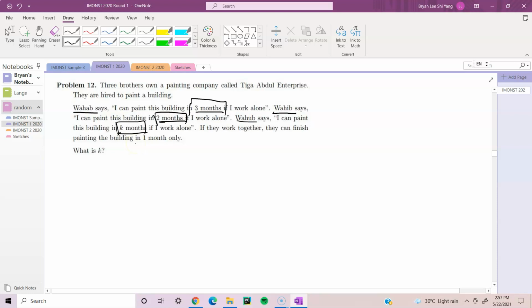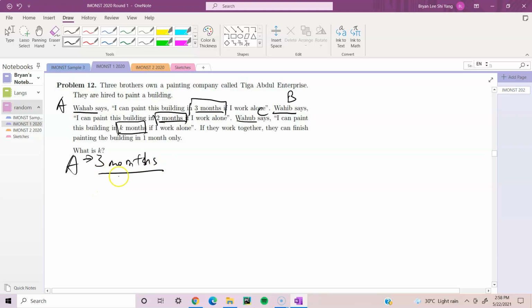What is K? So for some juniors, this might be quite a new problem, but think of it this way. Maybe Wahib is kind of confusing, so we'll just label them as A, B, and C, okay? So take for example Wahab, which I label as A. A can work in 3 months, right? A can paint in 3 months if he works alone.